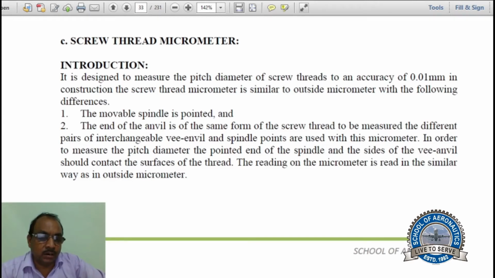To measure different threads, different pairs of interchangeable V anvil and spindle points are used with this micrometer. In order to measure the pitch diameter, the pointed end of the spindle and the sides of the V anvil should contact the surface of the thread. The reading on the micrometer is read in a similar way as in the outside micrometer.